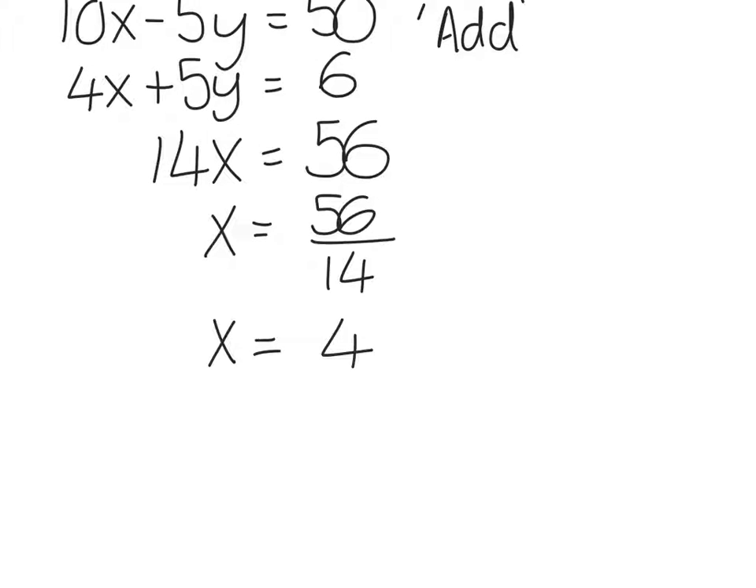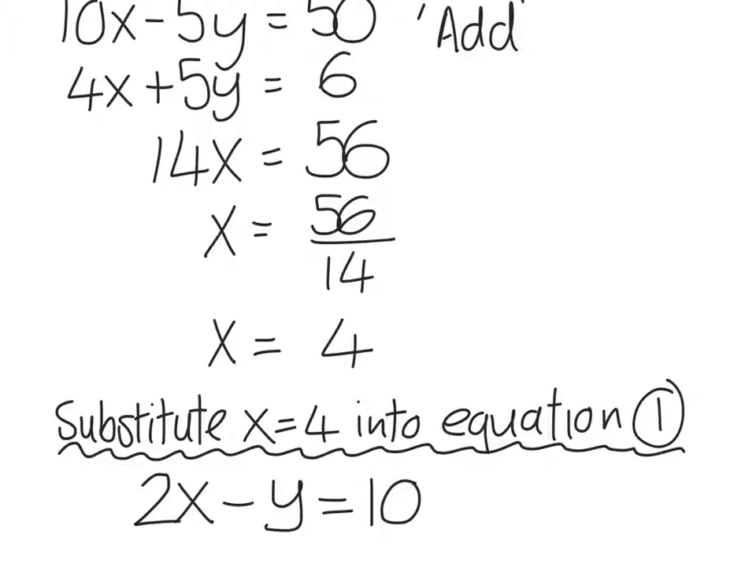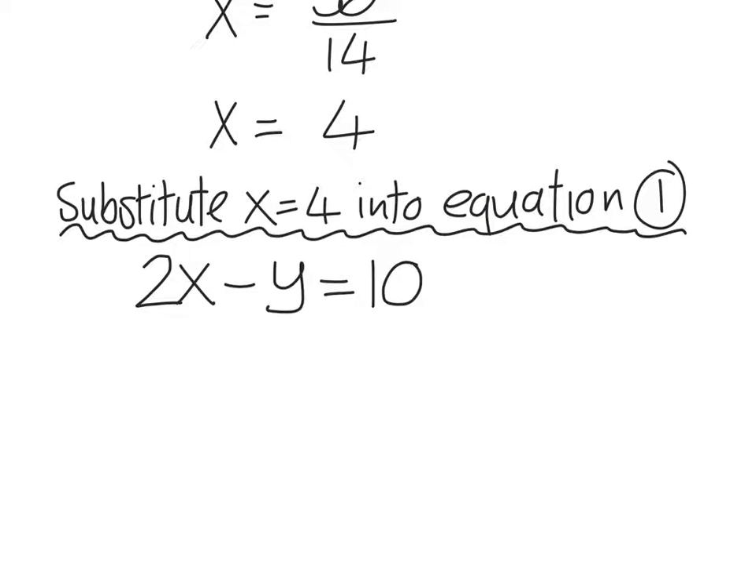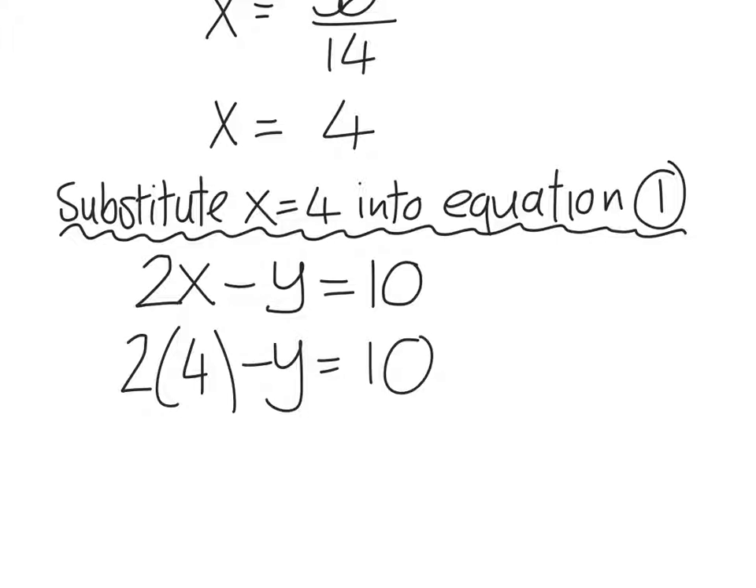So our next step is to try and find y. So we then want to substitute x equals 4 into the first equation. So we'll write that down as a little heading here. So that first equation was 2x minus y equals 10. We now know x is equal to 4, so that's 2 times 4, take away y equals 10, which then gives us 8, take away y equals 10.